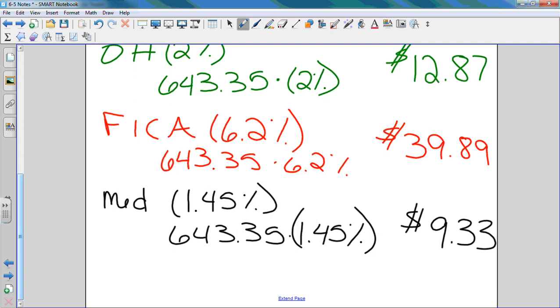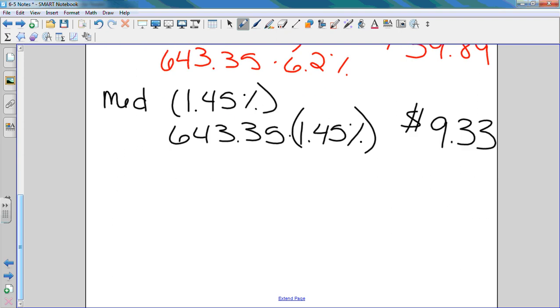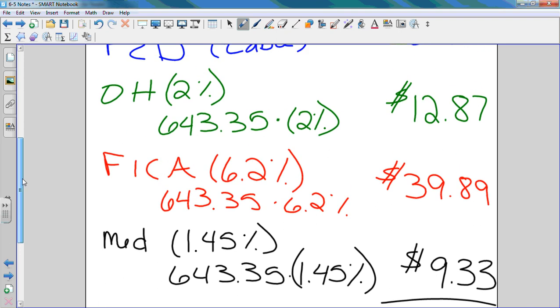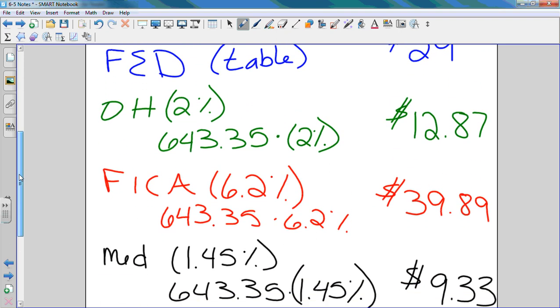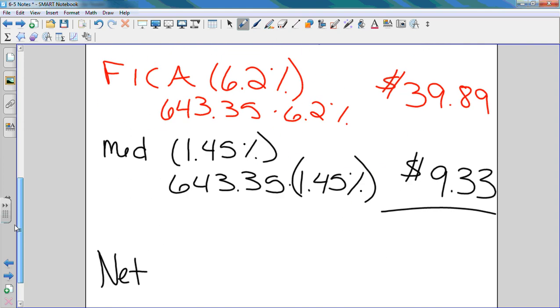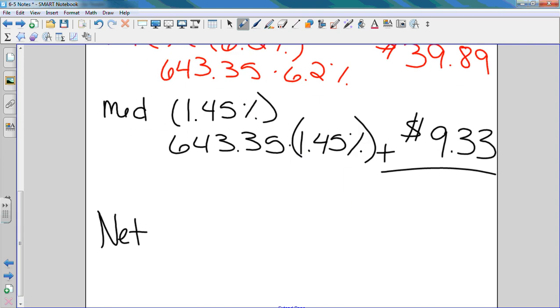The next one you guys are going to freak out, because that's usually how they look. So how do I find my net pay? Well, I like to add up my deductions and figure out how much I'm really paying to all the government stuff. So take your 29 plus 1287 plus 3989 plus 933. Add them all up. What's the total deductions?